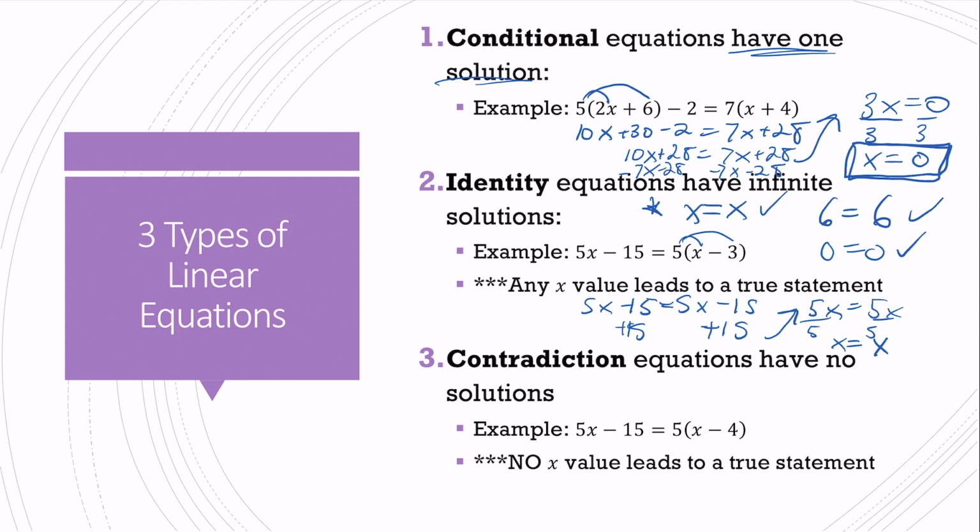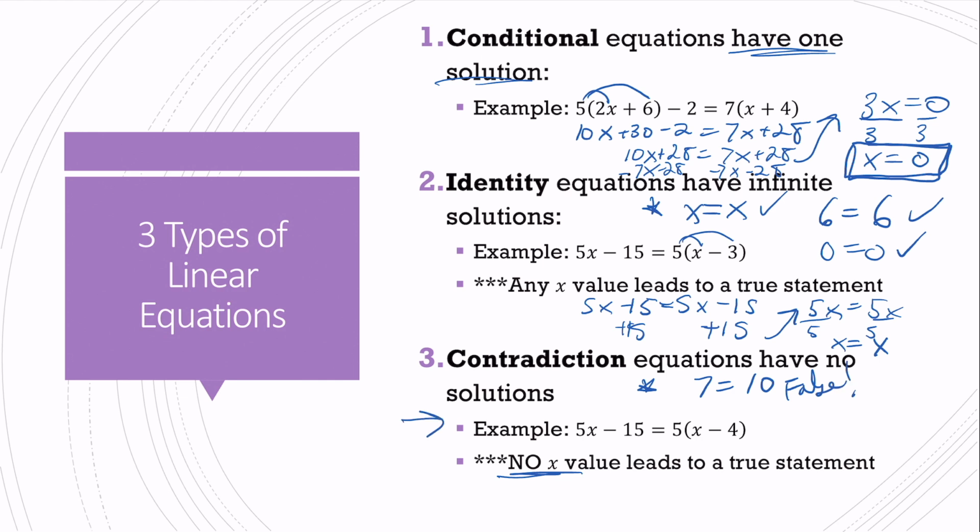Contradictions are equations that have no solutions. So that would be something like when you end up with a false statement, no x value is going to lead to a true statement. So you might find 7 equals 10. That is definitely false. That's a bad sign.